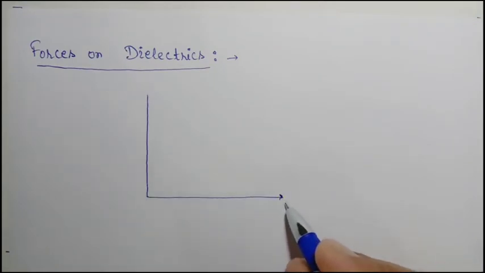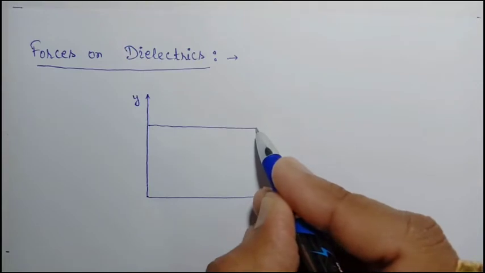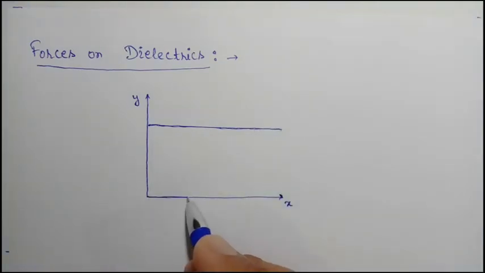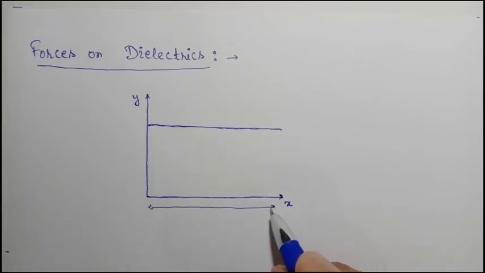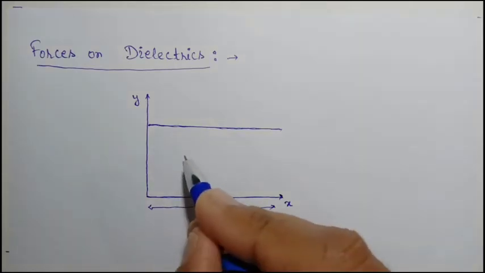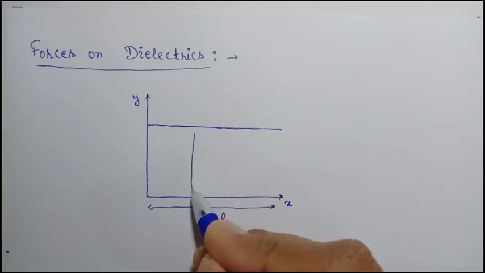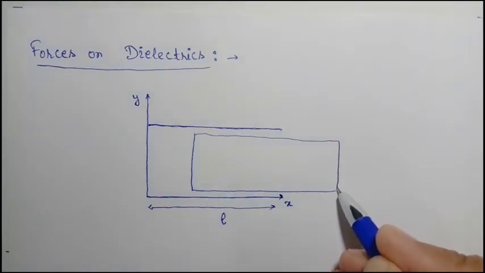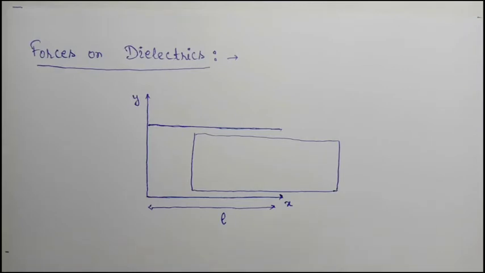For this, suppose this is the x-axis and this is the y-axis, and here suppose these two are the two parallel plate capacitor, and the length of these parallel plate capacitors, suppose this is L, and suppose here we have a dielectric material which is partially introduced in between the parallel plate capacitor, and suppose this distance is x.